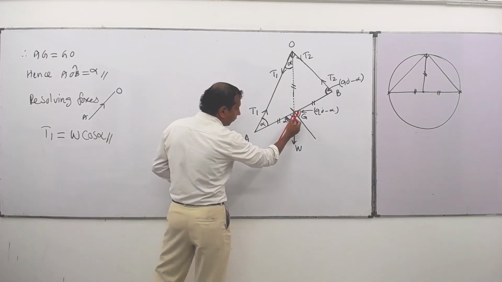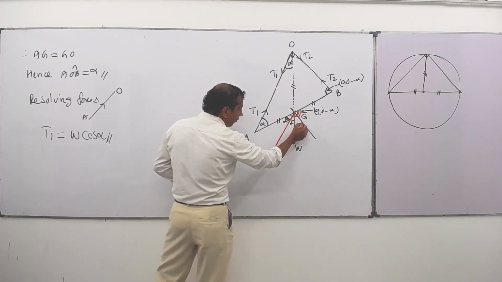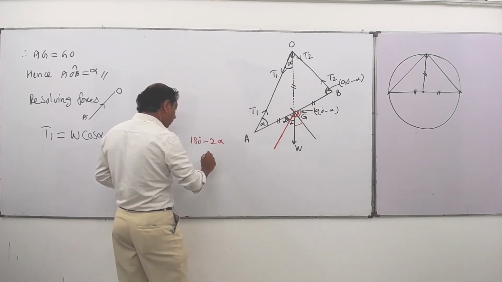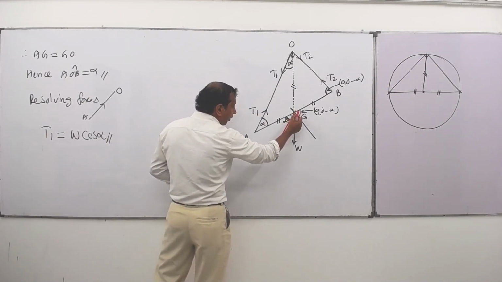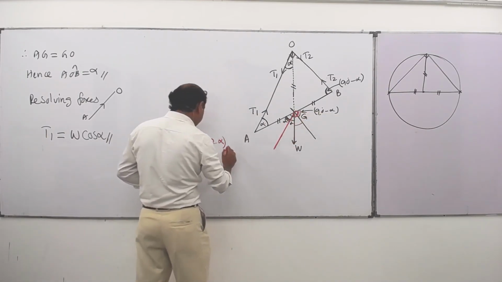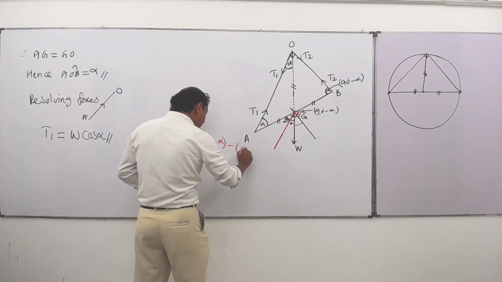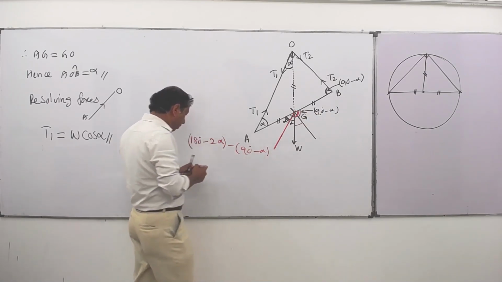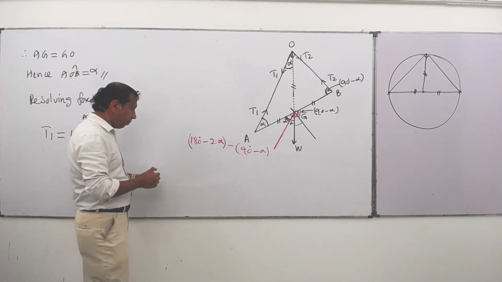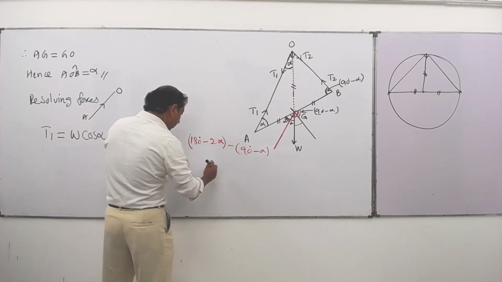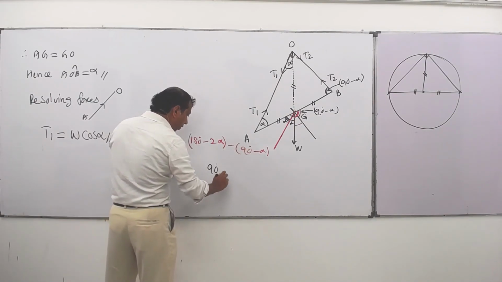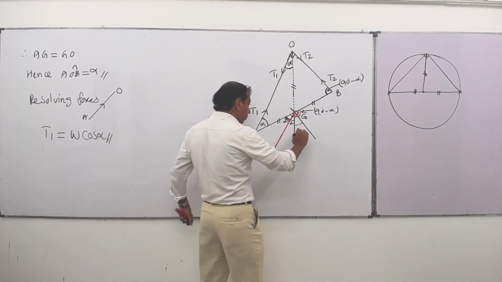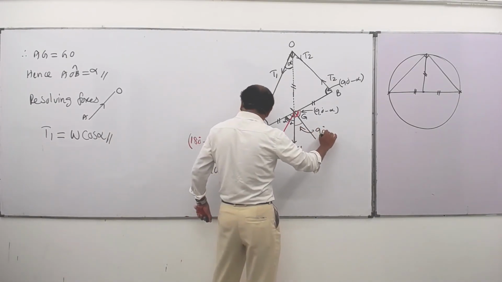What angle? This angle. But this is 90 minus alpha. Then what is this? Subtract from this 180 minus 2 alpha, that means this whole thing, from that subtract 90 minus alpha. What do you get there? 180 minus 90, minus 2 alpha, plus alpha. Then this is 90 minus alpha.